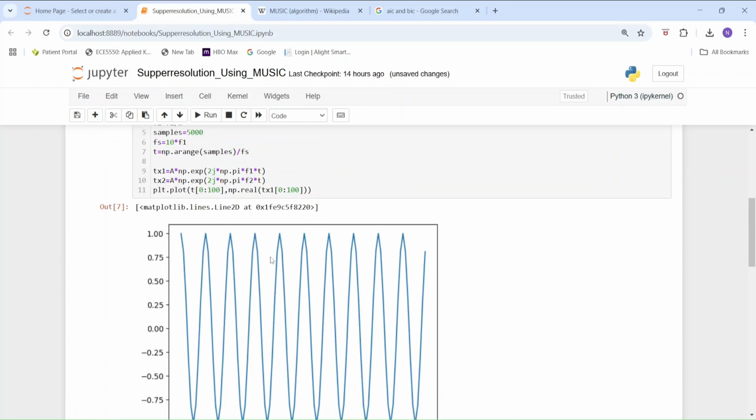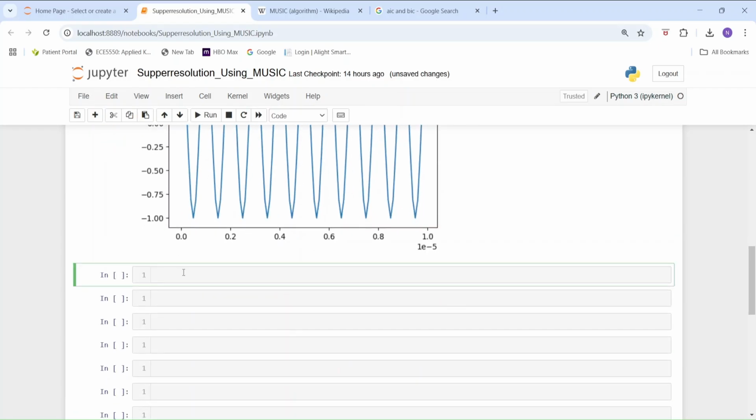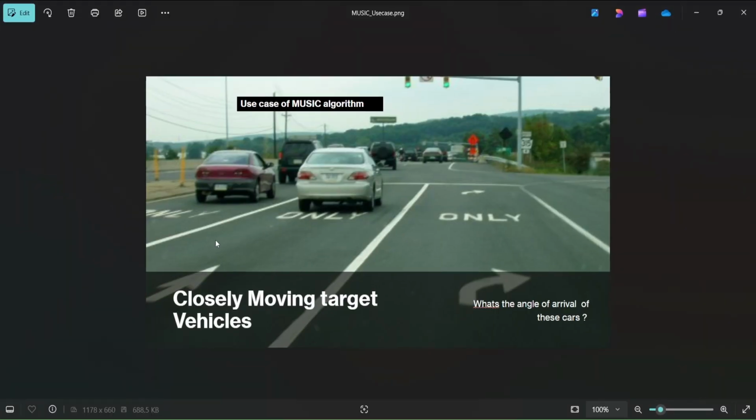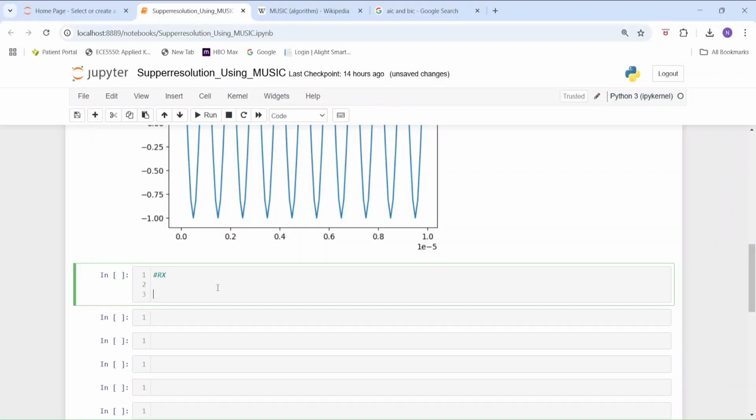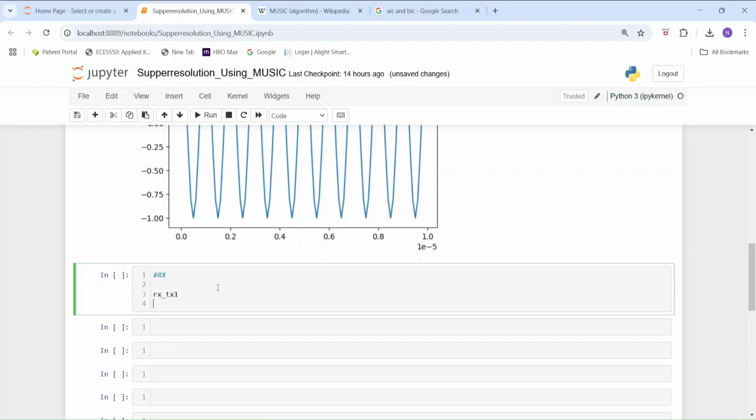Here it is. Now this transmitter signal is going to hit the cars, as we showed. The transmitter is going to hit these two objects, and we are going to get a receive signal. So we are going to simulate the receive signals right now, and we are going to have two responses, one for tx1 and one for tx2.